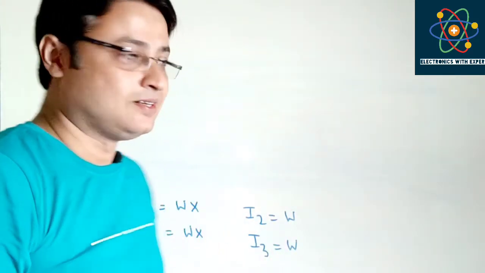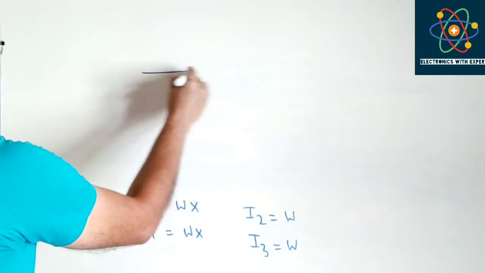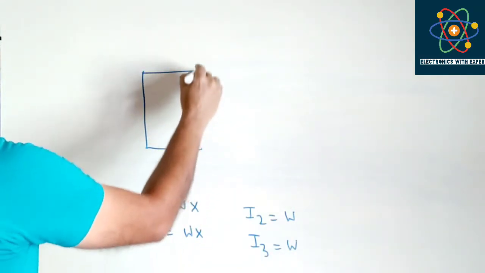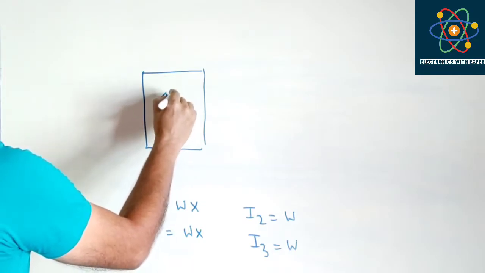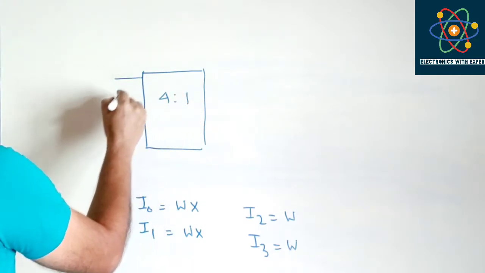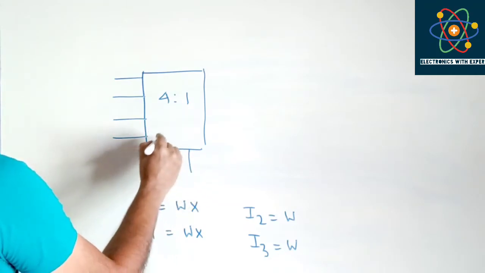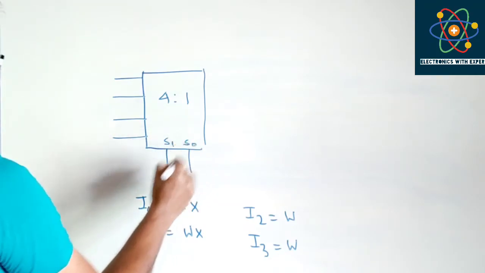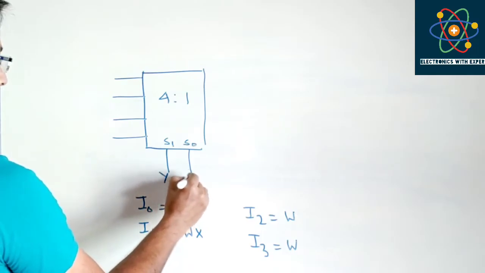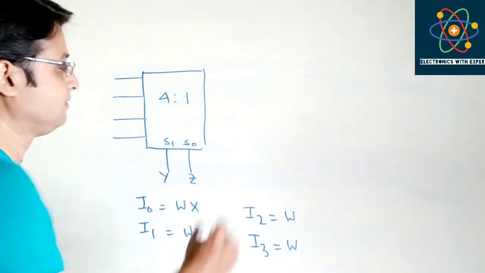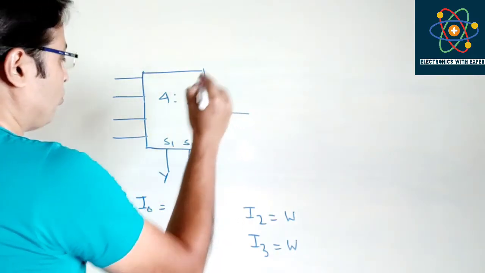So the circuit looks like this. This is a 4:1 mux, where this is I0, I1, I2, I3. These are the select lines S1, S0. We have connected them with Y and Z. This is the output Y.